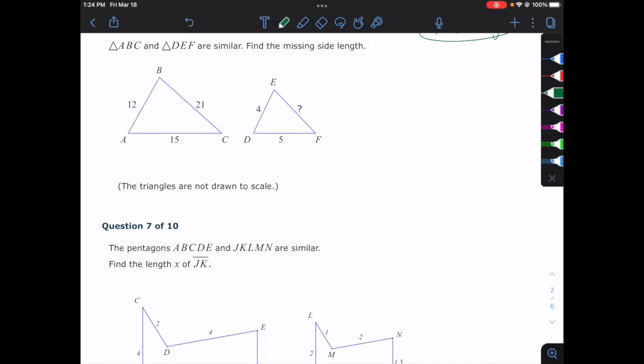Alright, it says triangle ABC and triangle DEF are similar. Find the missing side length. Okay, so they were nice. They actually drew them in the same orientation to each other.